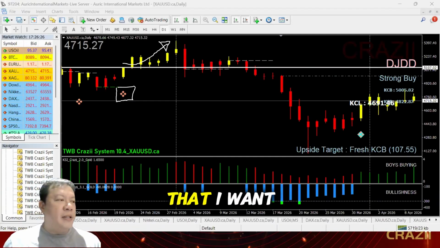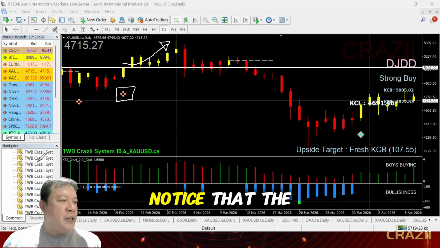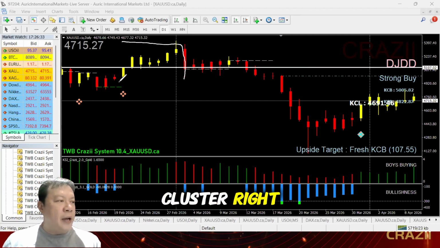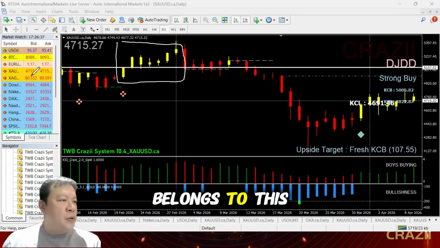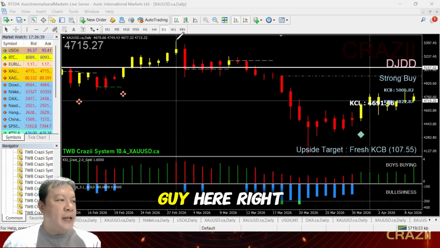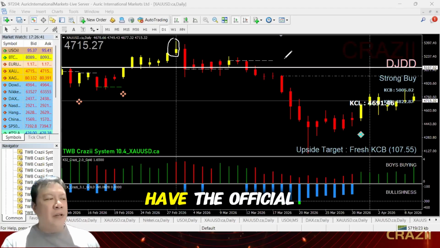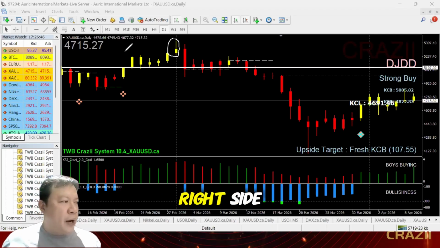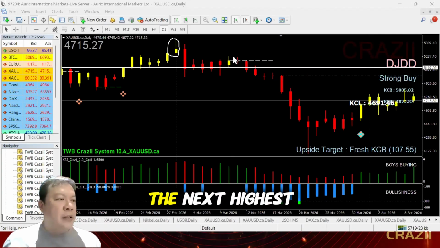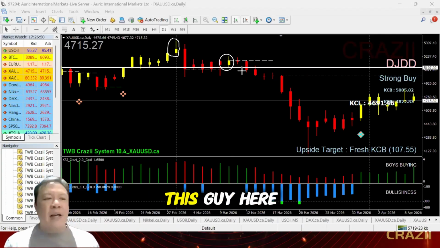Now, the second reason that I want to tell you now is my K trend. If you notice, the highest, this whole yellow cluster, right? Do you notice that the highest closing belongs to this guy here? So this guy has the official highest closing. But when you look at the right side, you notice that the next highest yellow closing is this guy here.